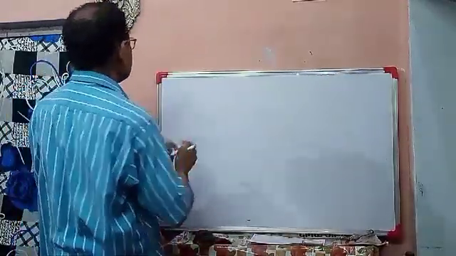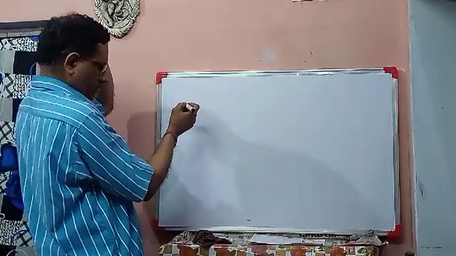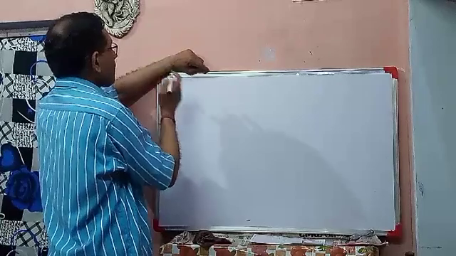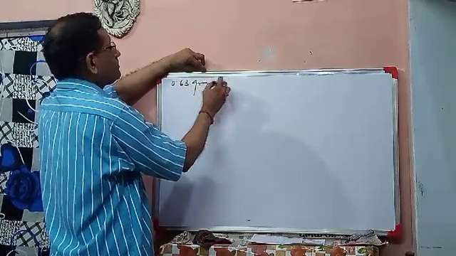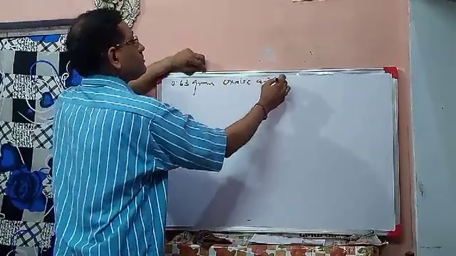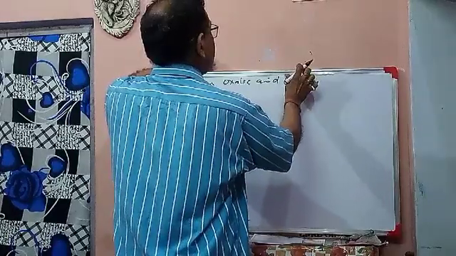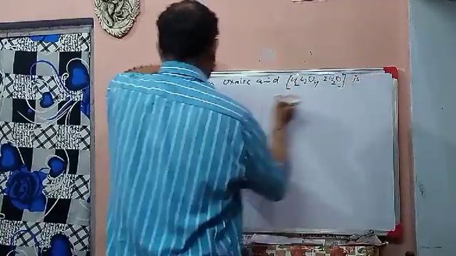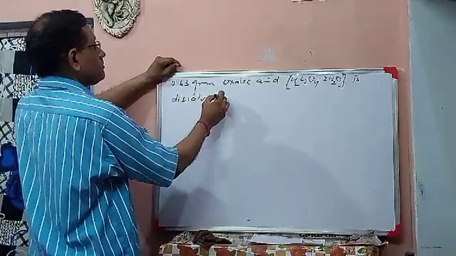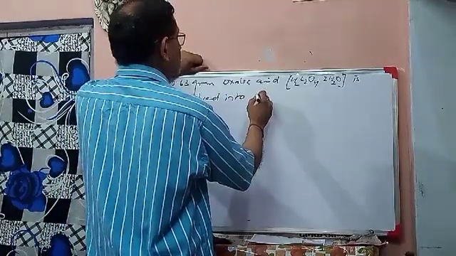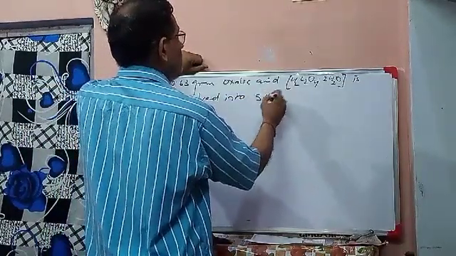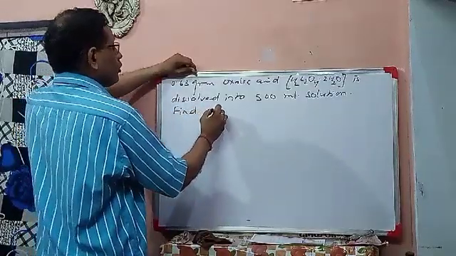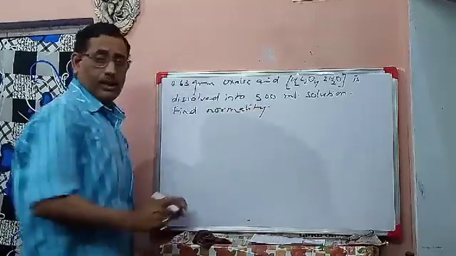Now question. 0.63 gram oxalic acid, that is H2C2O4.2H2O, is dissolved into 500 ml solution. Find normality. How do you find it out?